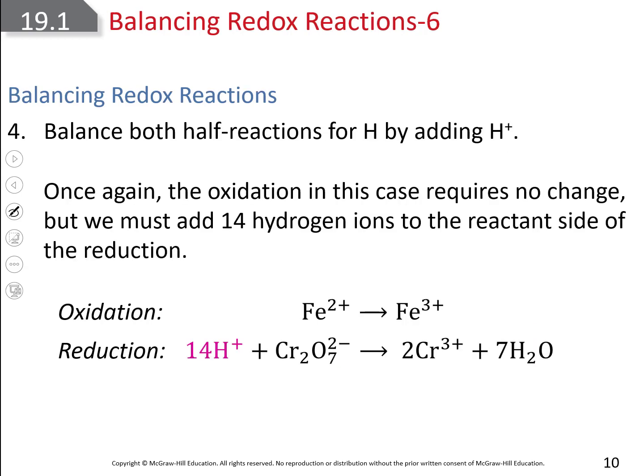So step 4 is going to be balance the hydrogen by adding hydrogen ions to the opposite side of wherever you added water. So wherever you added water, now you have to add hydrogens to the opposite side to balance them out. Hydrogen plus ions. So that's step 4.